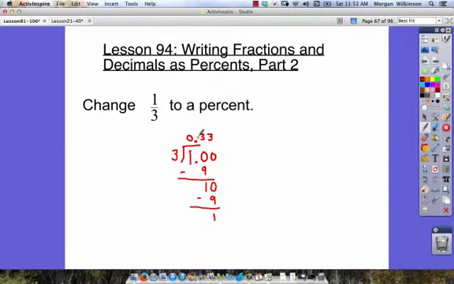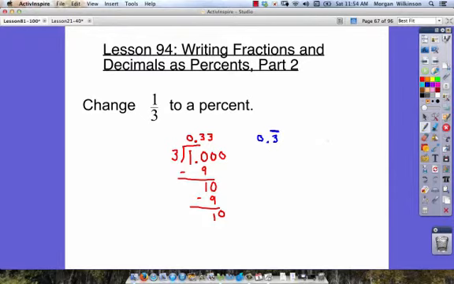Well, you can see we have 0.33. If we add another 0, we're going to get 10 again. So this pattern of getting 3's will continue forever. So we could write it as this for our decimal answer. We could write 0.3 with a bar over the top of the 3, and the bar means it continues on and on with that same pattern, 3, 3, 3, forever. But we want a percent.